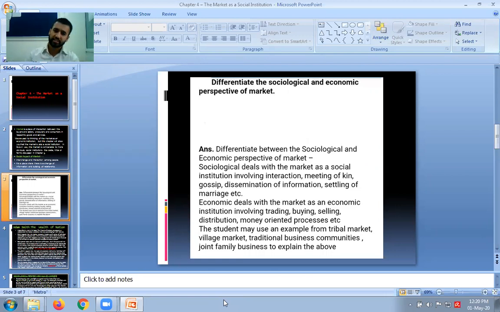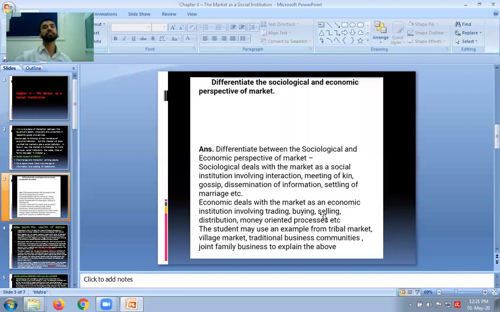So now, what we were talking about is the difference between sociological and economic perspective of market, right? Sociological perspective, or sociology, deals with the market as a social institution, involving interaction. I've already told you that interaction takes place. When we understand the economic perspective, we never try to observe the interaction aspect, and we never try to understand the sociological perspective in that. But the social side of the market is always understood by sociology. Sociology always helps us to understand the sociological perspective.